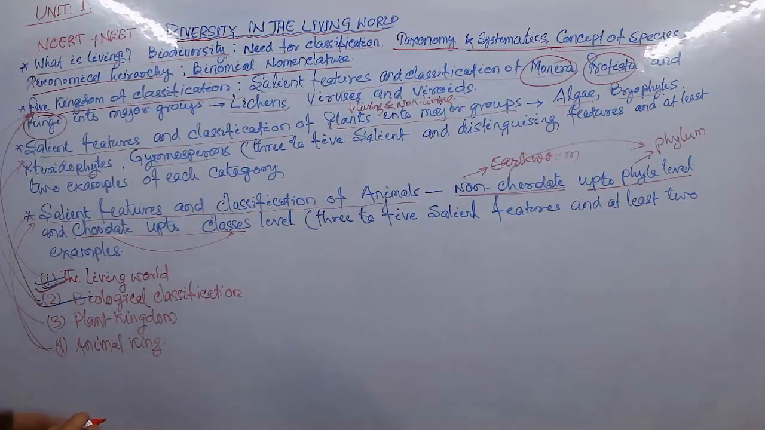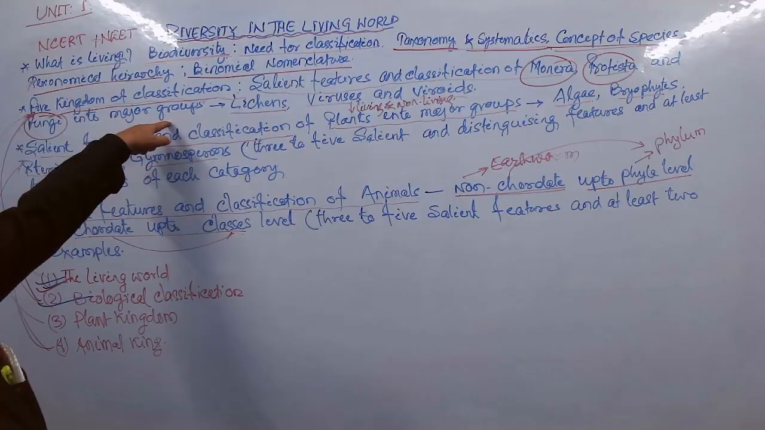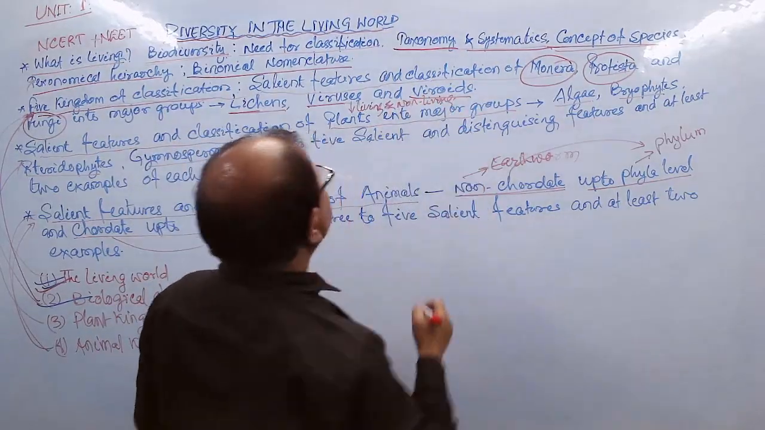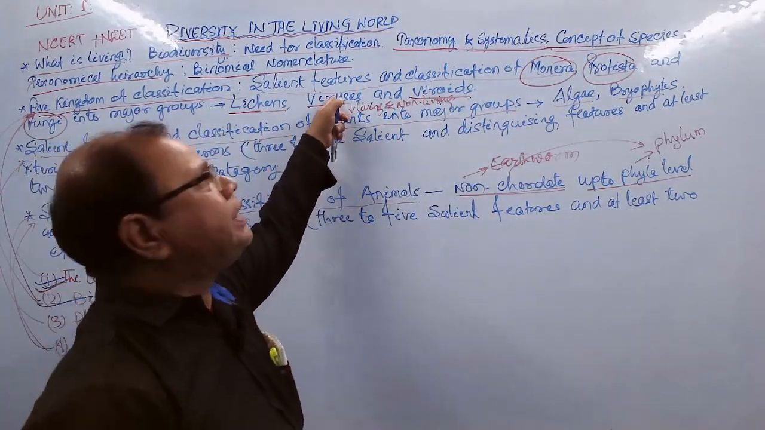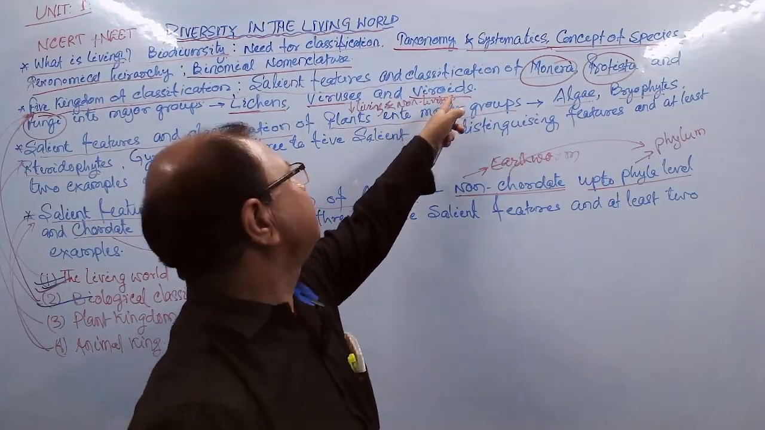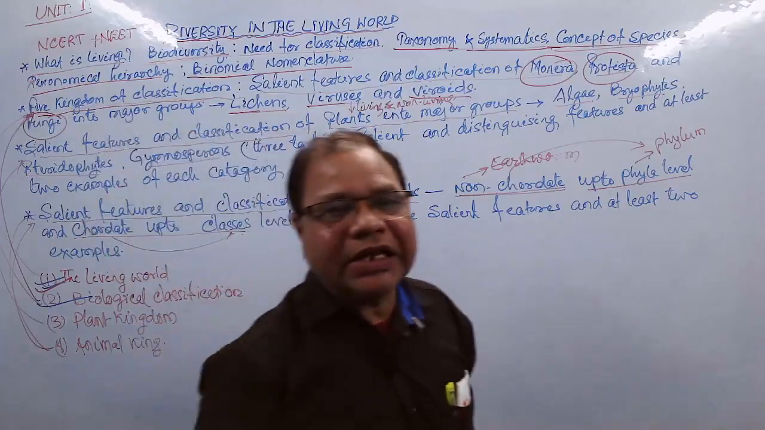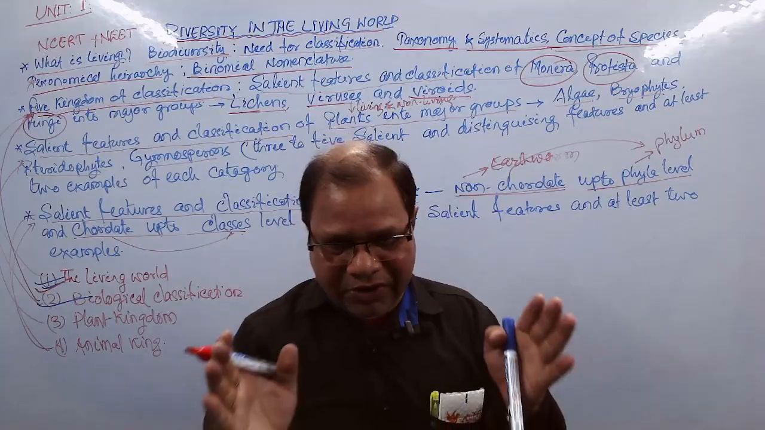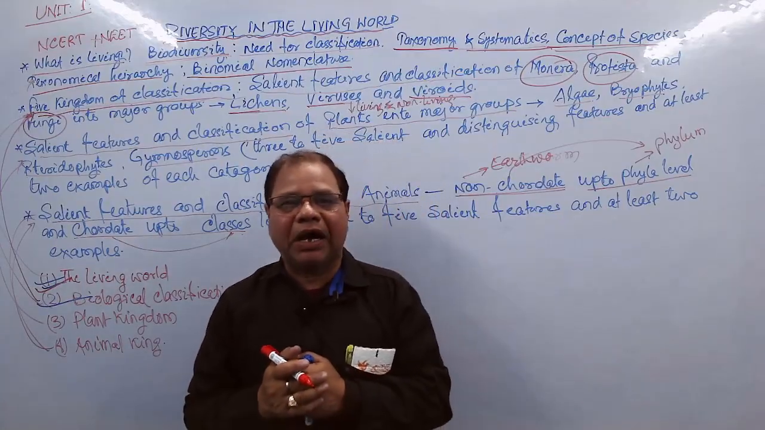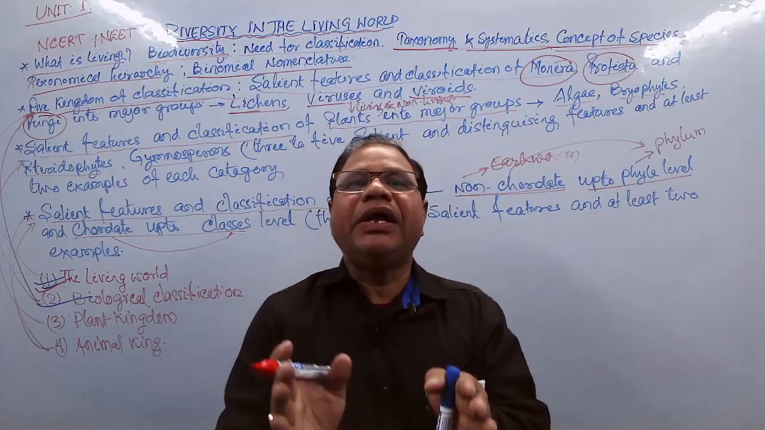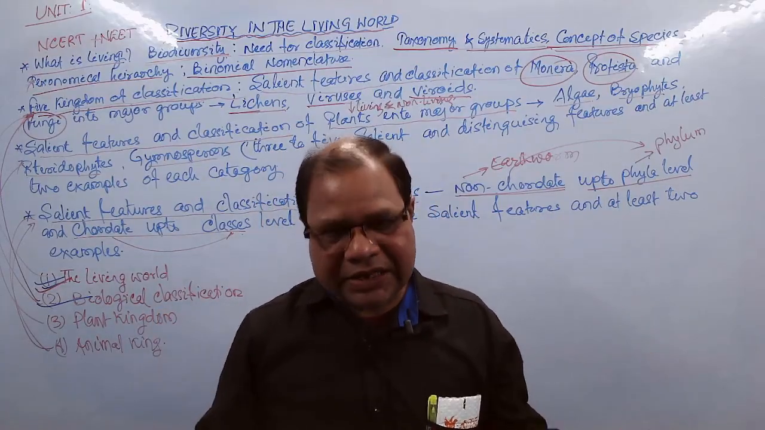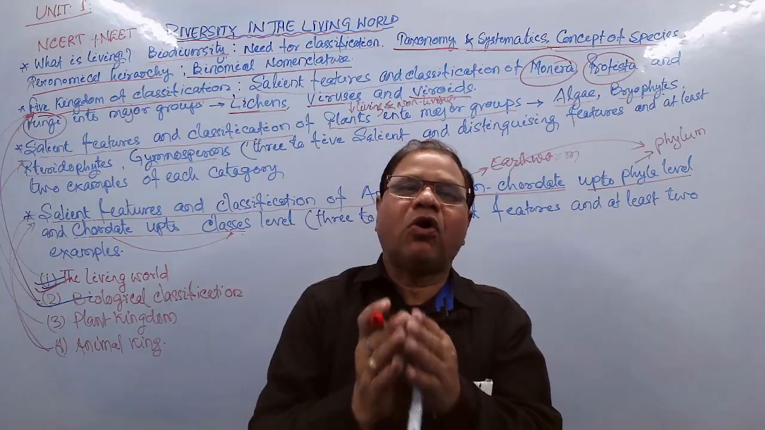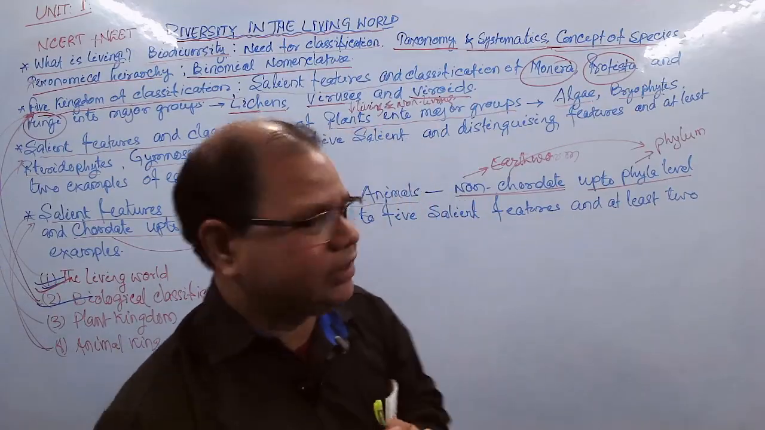These are the major groups. For example, lichens, viruses, and viroids. A virus is completely different from a viroid. What is a virus? A virus indicates living and non-living. A virus comes under the jurisdiction in biology of being in between living and non-living. The virus is neither living nor non-living. In between these situations, these organisms are called viruses.